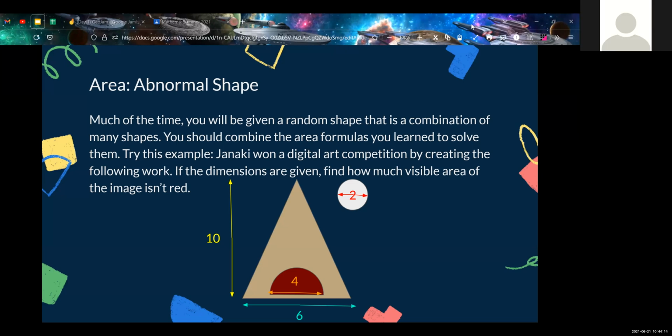Oh, the white circle is part of it? Yes, the white circle is part of the visible area. However, the 2 and the dimension arrows are not included in what part of it is red or not.